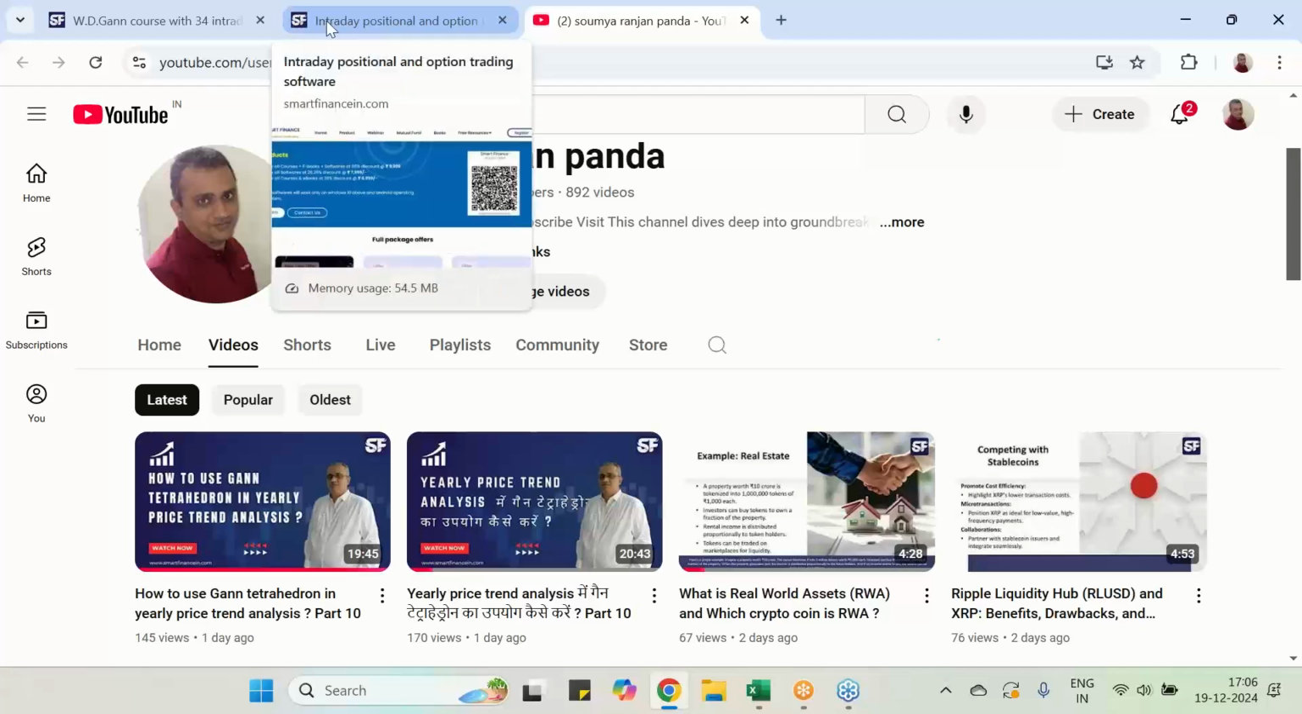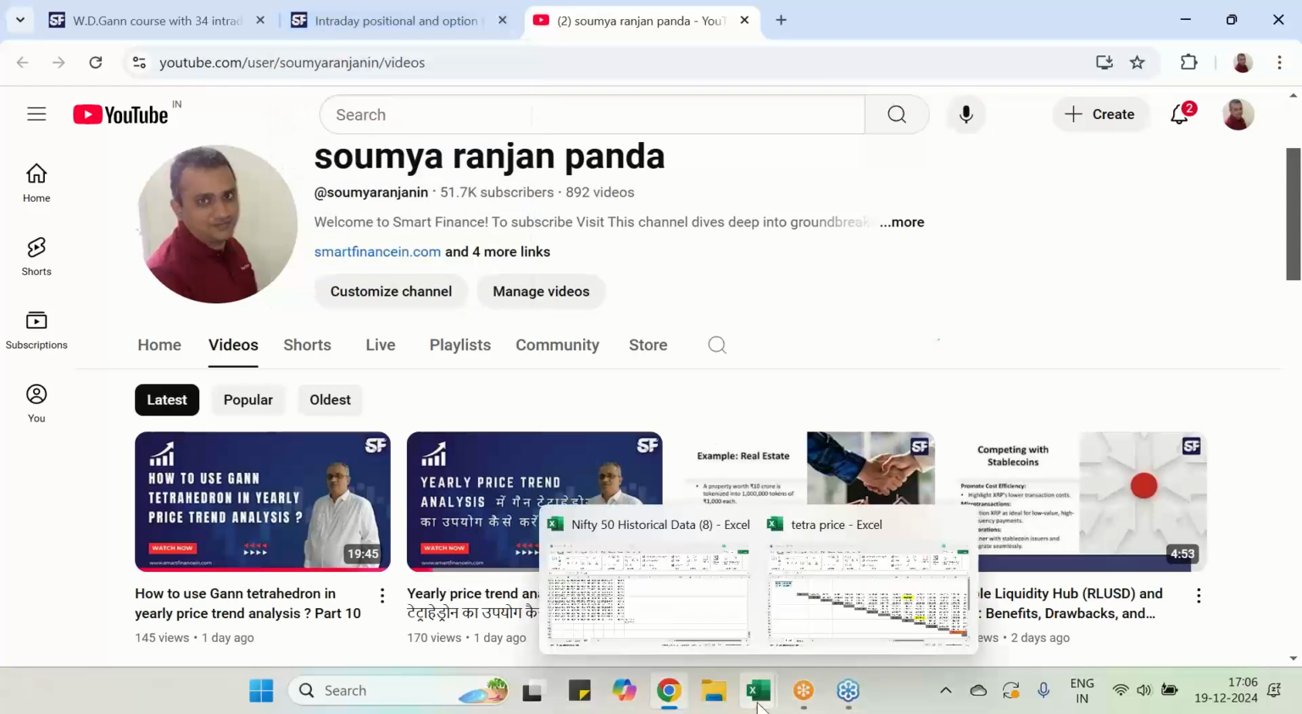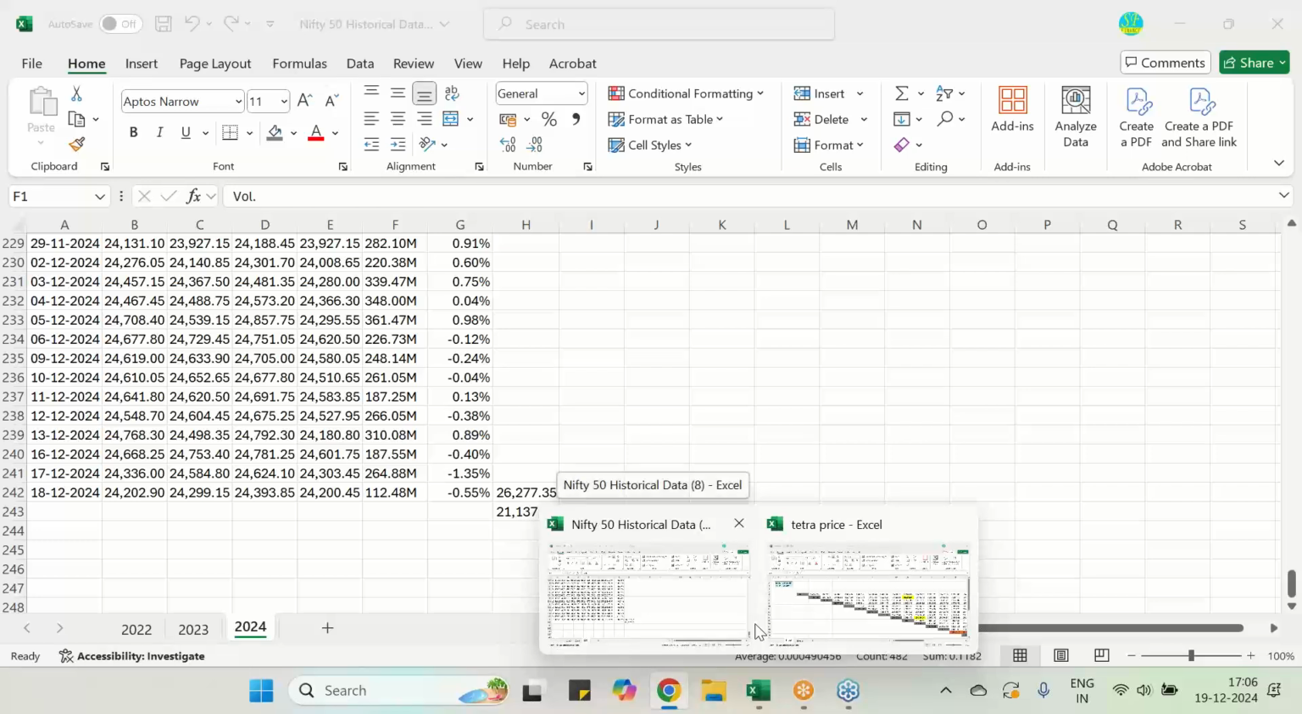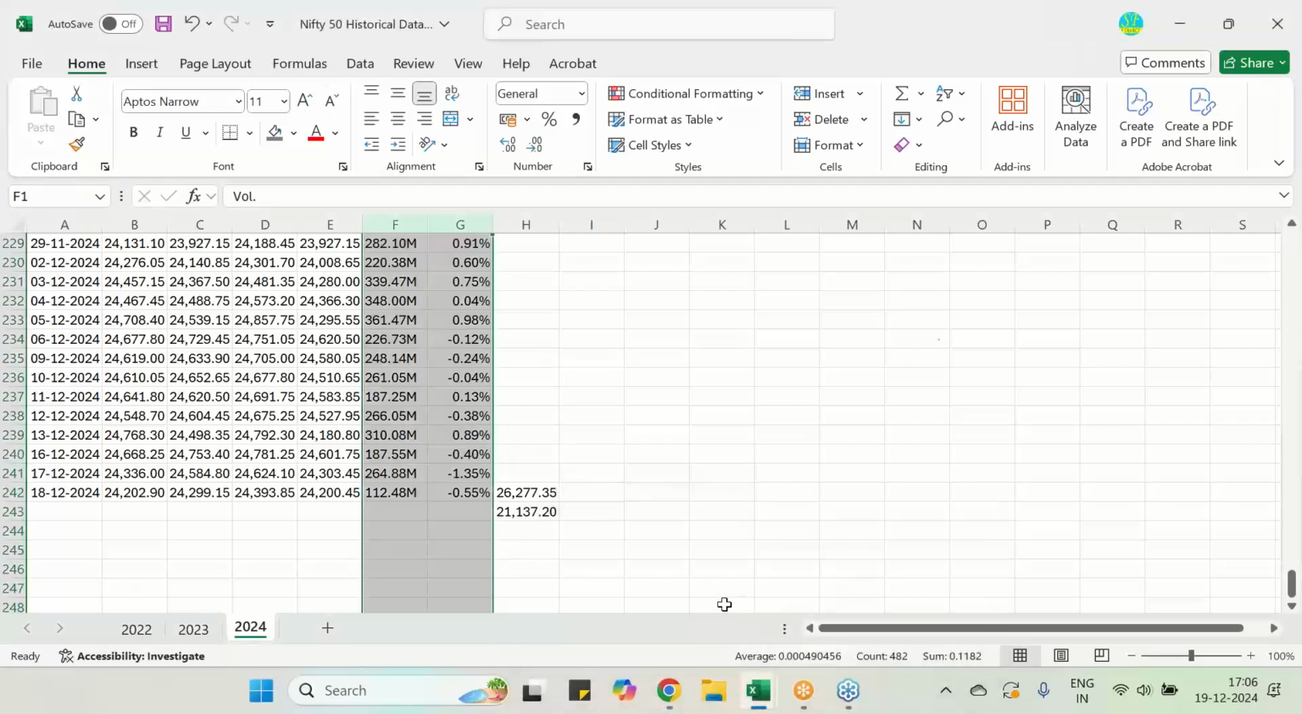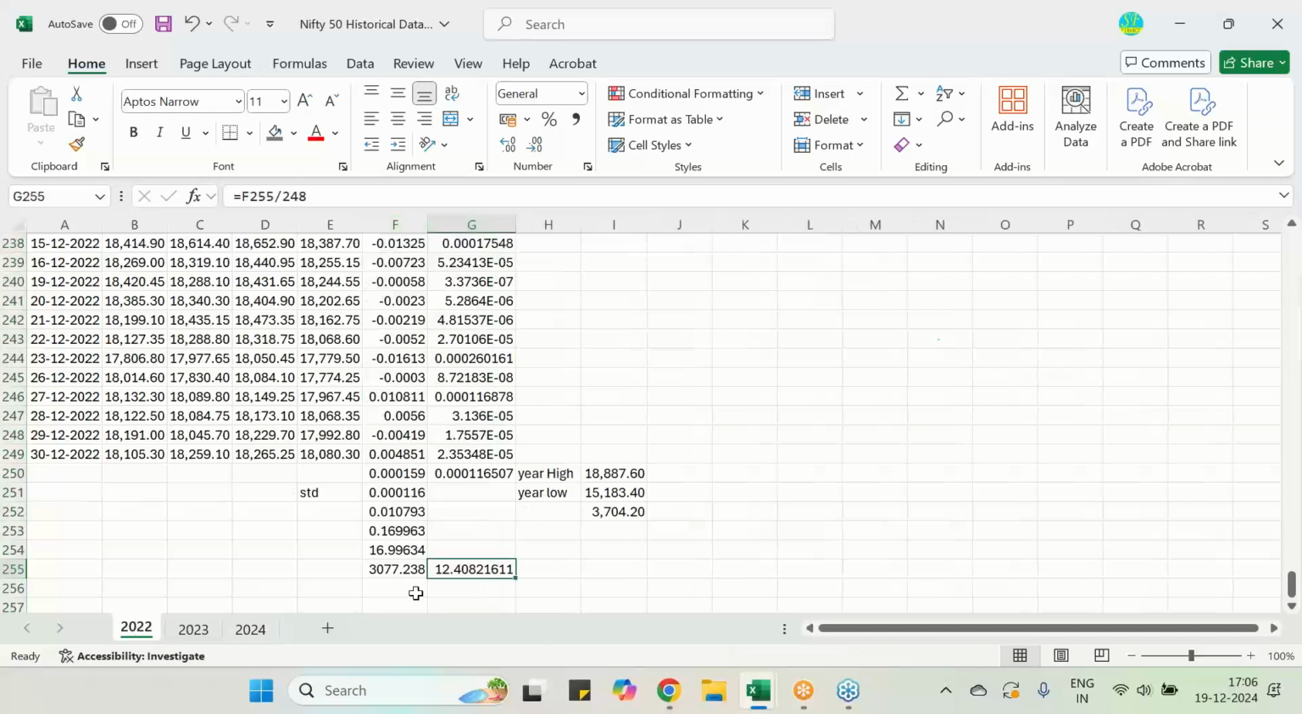So now coming to the subject, I have promised you that we are going to use volatility in the tetrahedron, and you will be stunned and surprised at how the result has improved. For that, we'll use the same data: the 2022 data to forecast for 2023, and the 2023 data to forecast for 2024. So first I will go with the 2022 data.